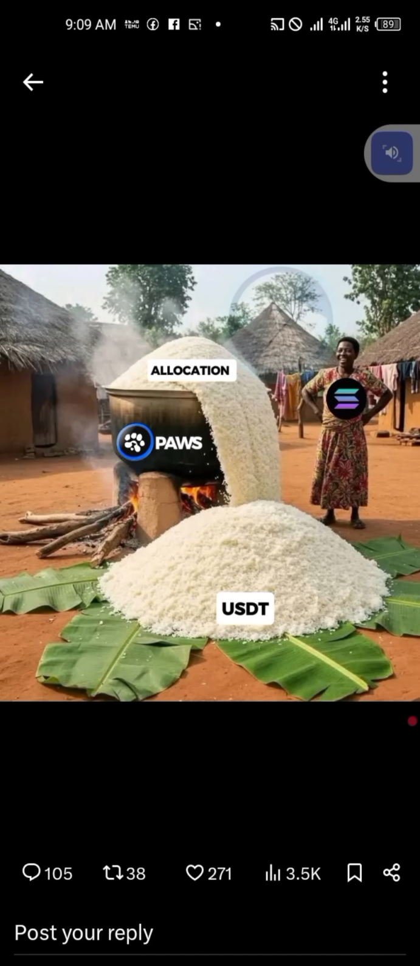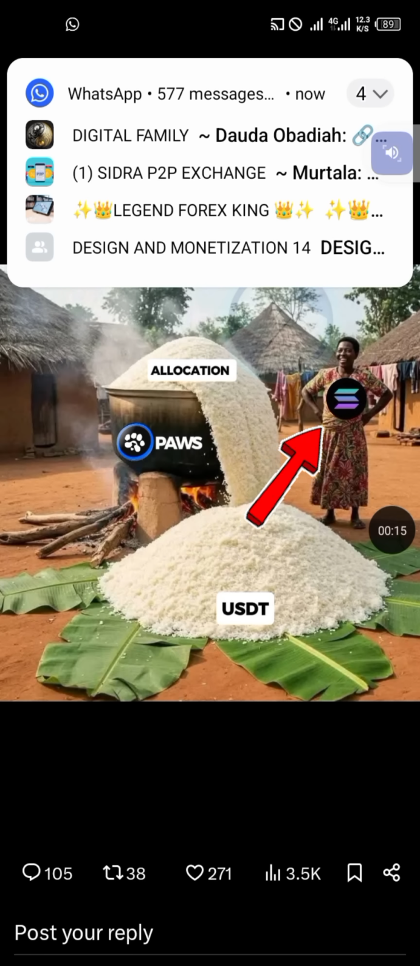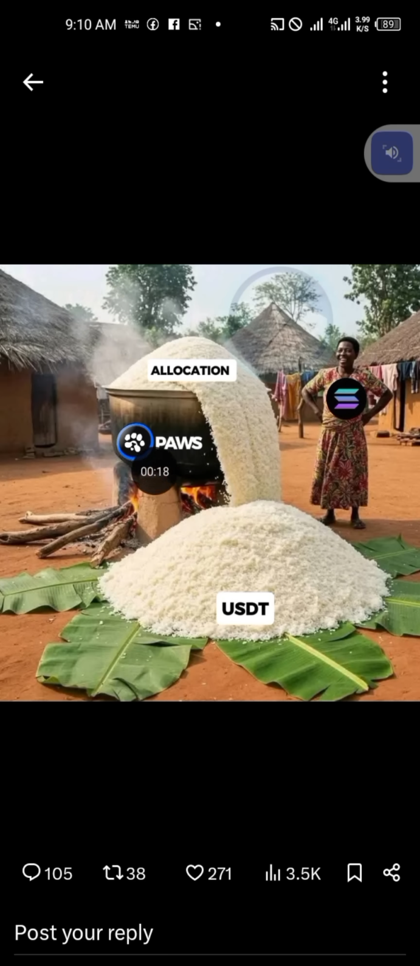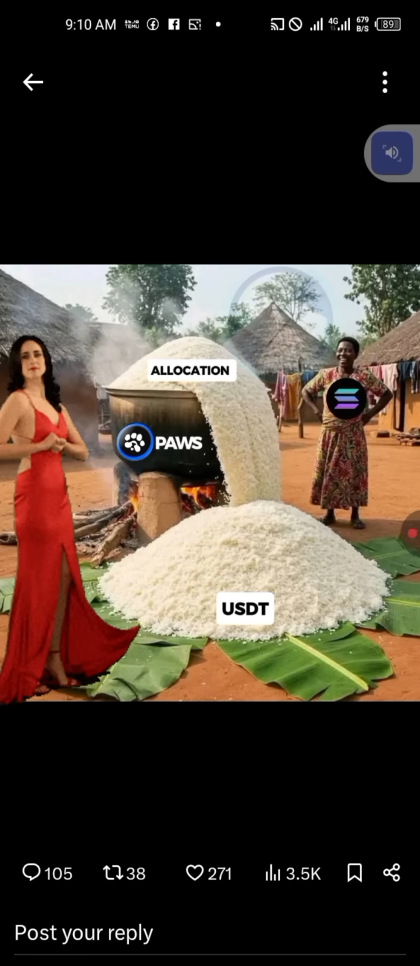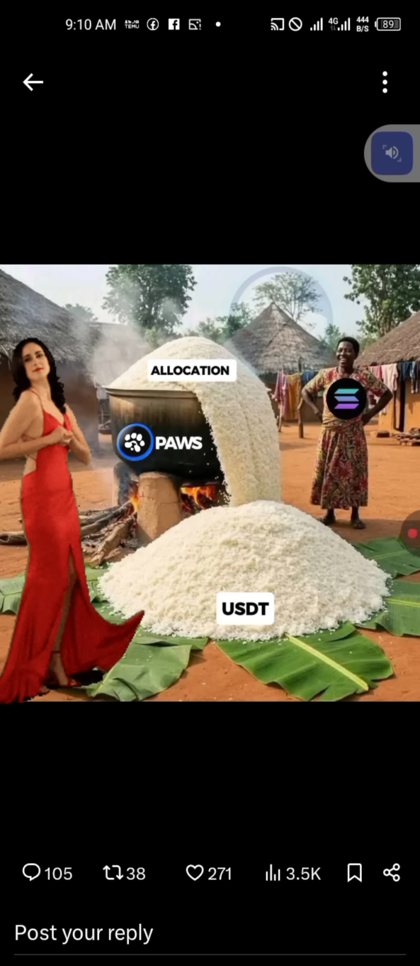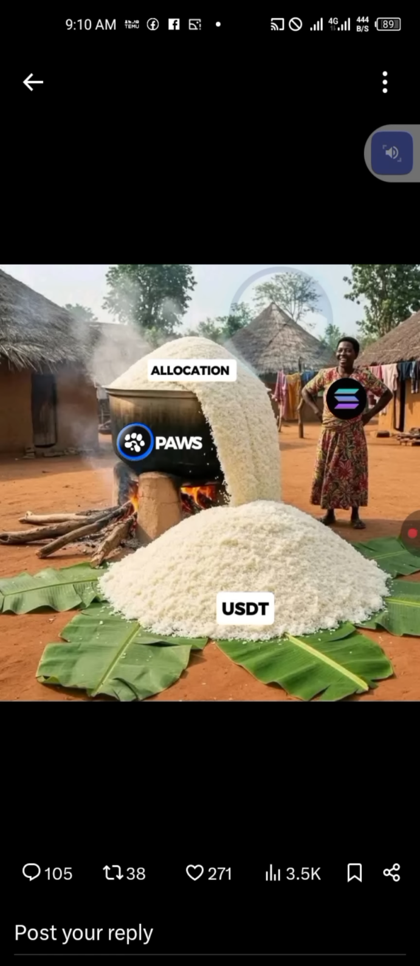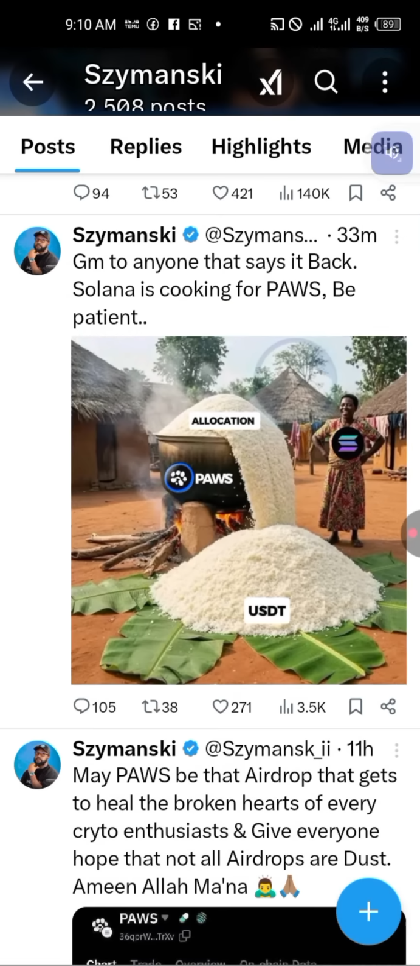What is the price prediction for PAWS Airdrop? So you can see right here through the picture that this is a USDT example, and also this is Solana, and this is PAWS, and this is allocation, right? So Solana plus allocation plus PAWS gives us USDT in your wallet. I want us to check very well, and according to analysis and price and total supply of PAWS Airdrop, we can filter and check the price prediction for PAWS Airdrop.